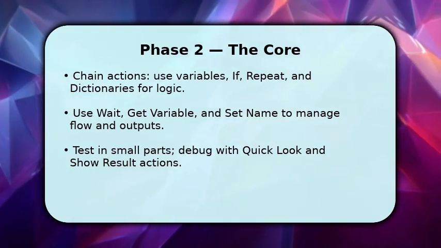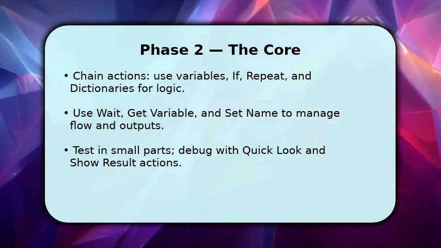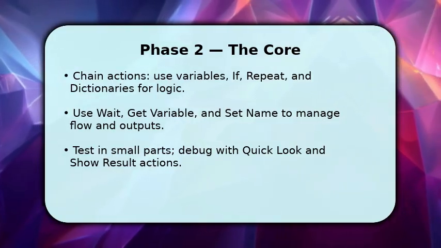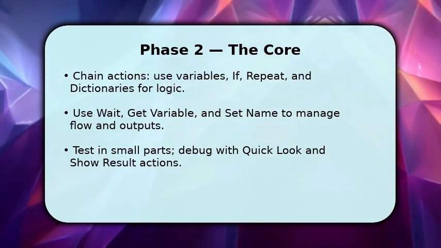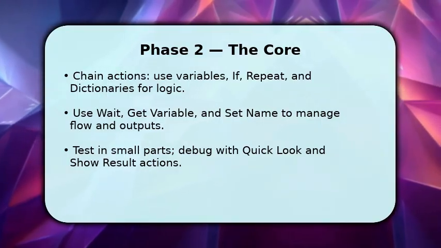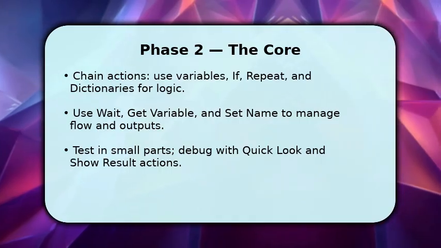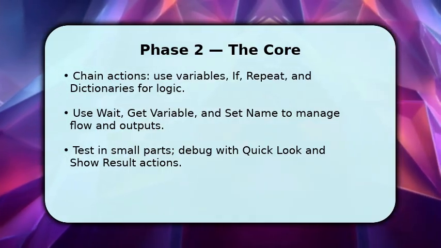Once composed, test each segment. Run the first 3 actions, inspect results with quick look, then continue. Make sure to add error handling. Use otherwise branches and label branches so you can trace behavior when something diverges.